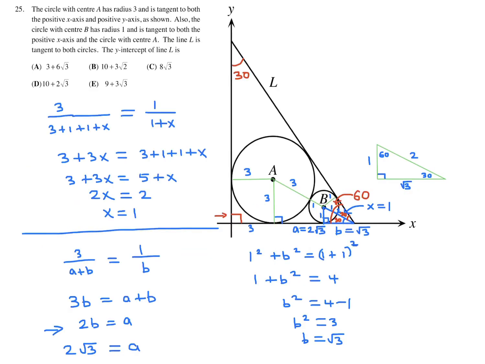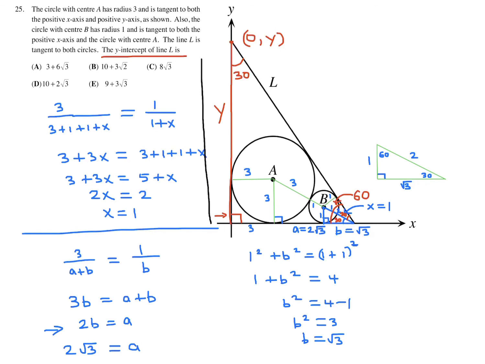So, what do we want to figure out in our question? We want to figure out the y-intercept of line L. So right here, this is the point. It's a y-intercept, so it will be of the form 0, y. And y basically represents the distance all the way down to the origin like that. So that is y.